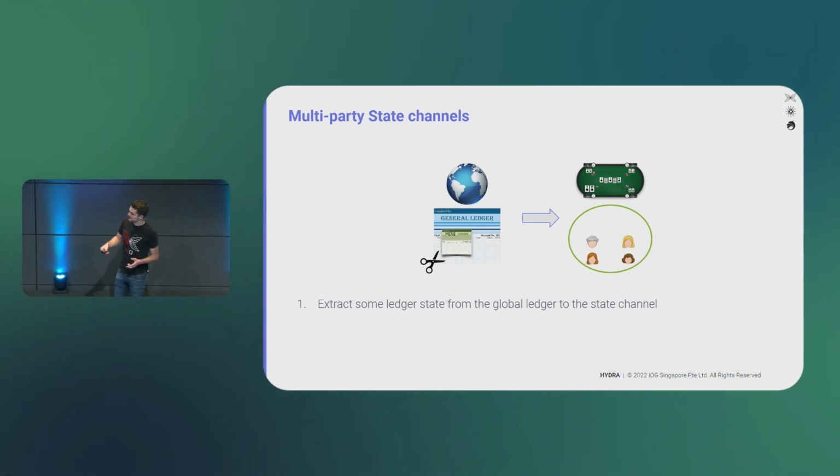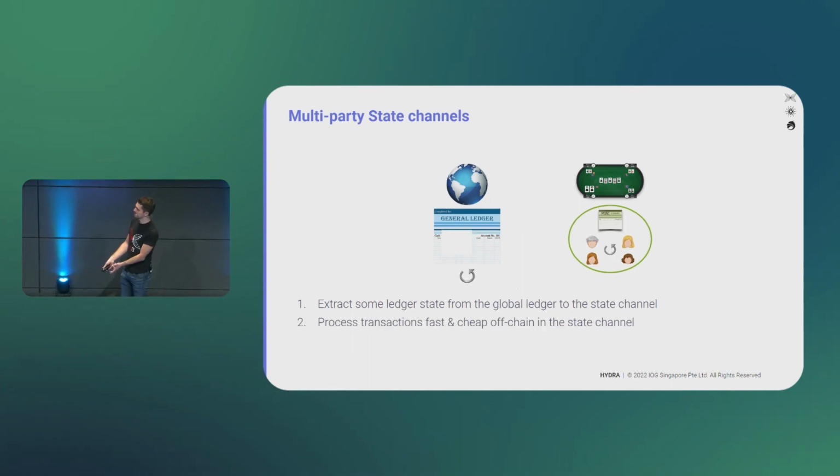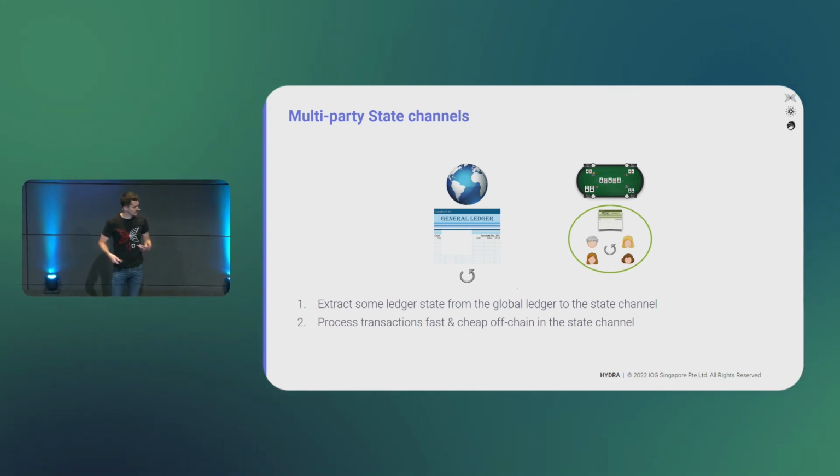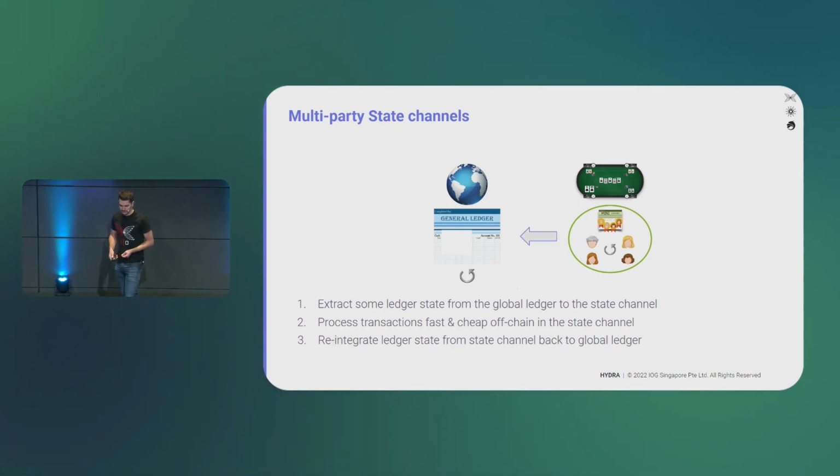Now, I want to quickly take this poker game example again. How can you actually do this? We have this global system where you can take funds from, and we want to extract some state from there and take it with us onto the poker game table. We want to play some rounds of poker, and do many transactions there. We win a round and we lose a round. We just do many transfers in a more narrow, more local world. We can do that quite fast and cheaply.